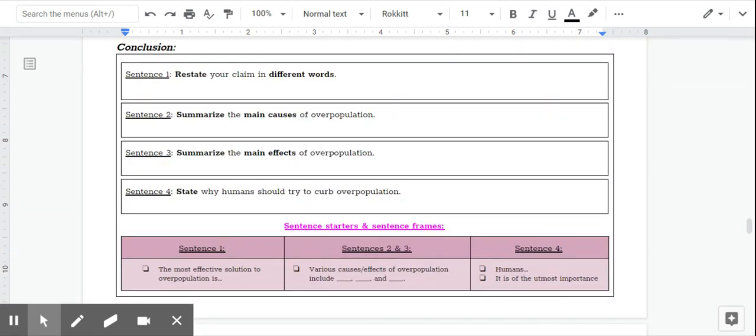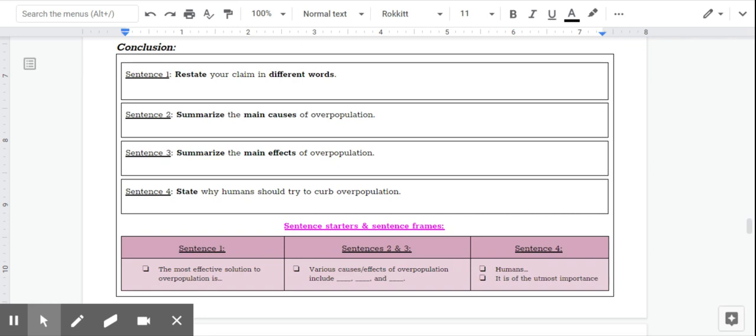The last paragraph of your essay is your conclusion. This is where you summarize everything up, all your main points, and the final words that you want to leave your reader with. So sentence 1, you're going to restate your claim, but in different words. Do not use the same words.